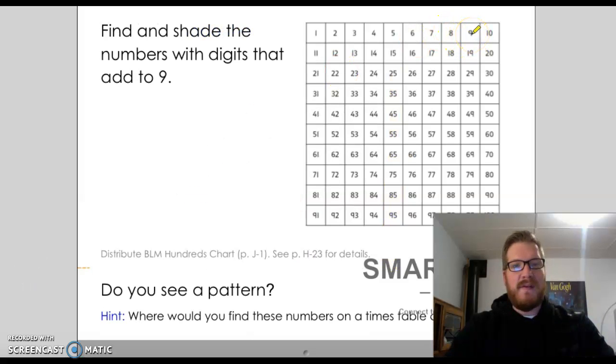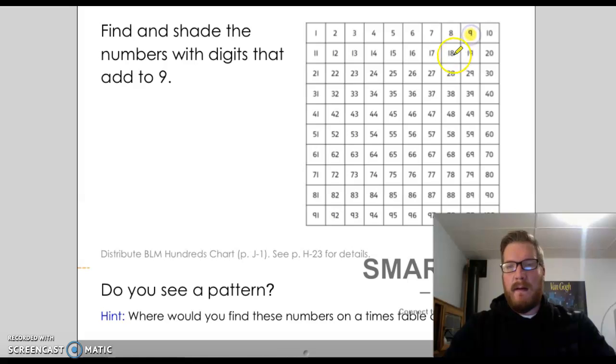This one's kind of a neat pattern. Here we're supposed to find and shade the numbers with digits that add to 9. Actually, at this point, if you would like to pause it, sorry for the interruption, you can pause the video here before we carry on with 9. You can do some practice in the workbook, page 127, I think it is. You can do about numbers 1 to 5, and then we'll pick up with the 9 stuff.